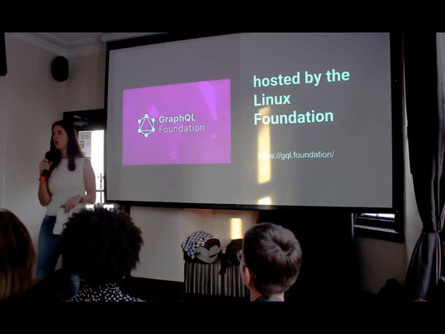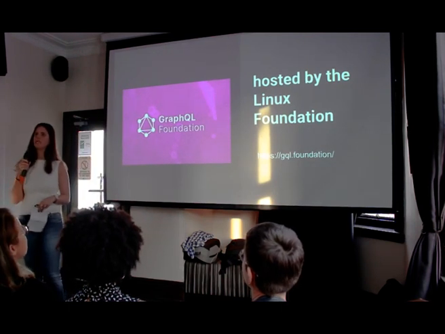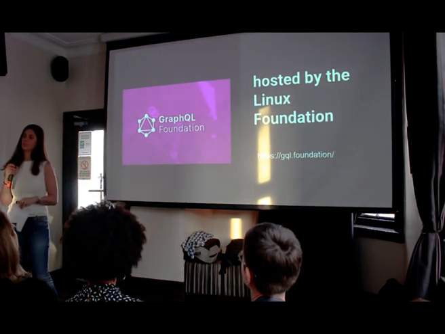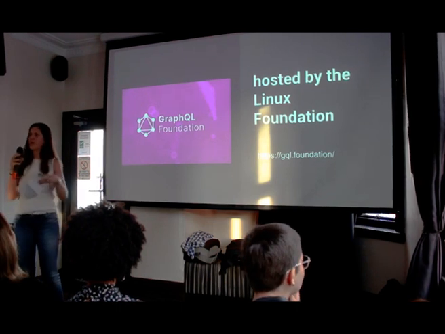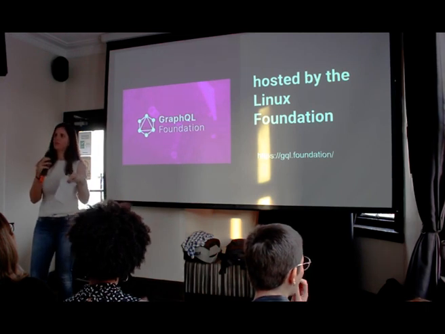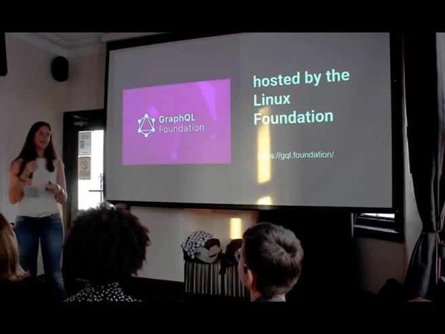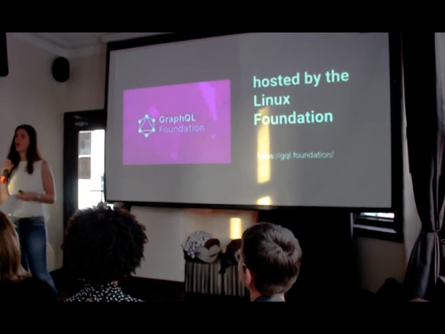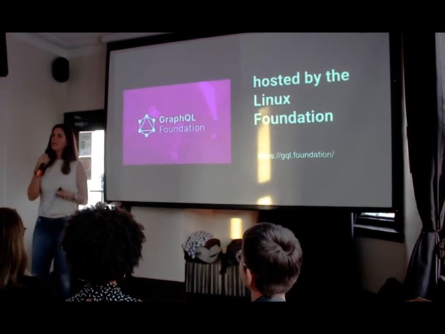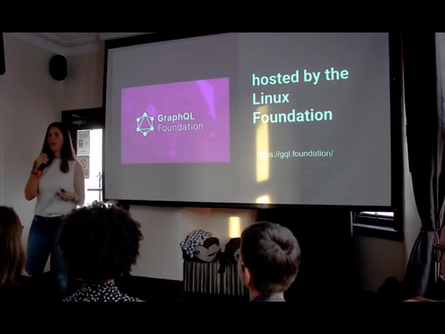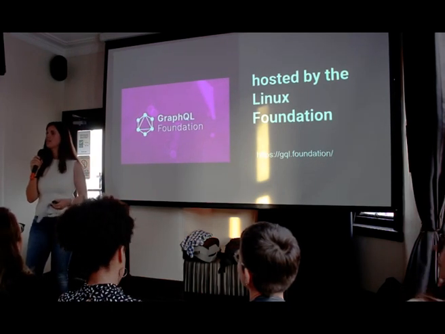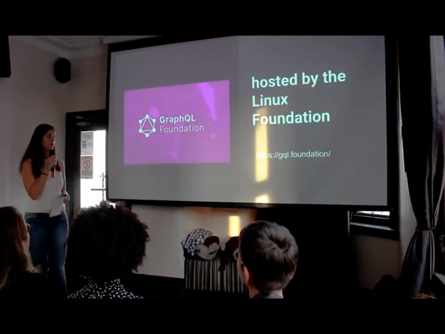So seeing all this growth and a lot of other companies working with this query language, they decided it was time to come out of the mothership company, come out of Facebook, and start their own vendor-neutral foundation. A few weeks ago, they launched the GraphQL Foundation, hosted by the Linux Foundation. This is a pretty big deal because now the development and growth of this query language is going to be driven by the community and not just by one company. So this is pretty good.